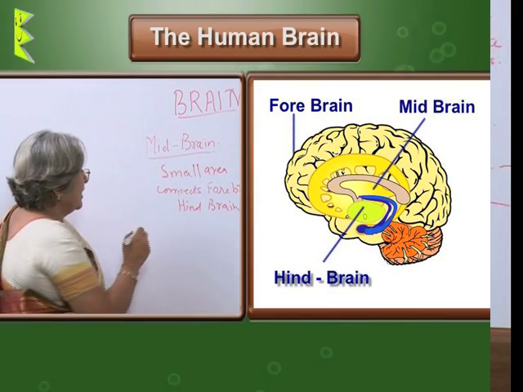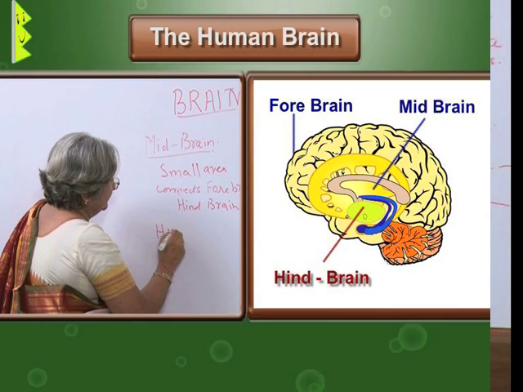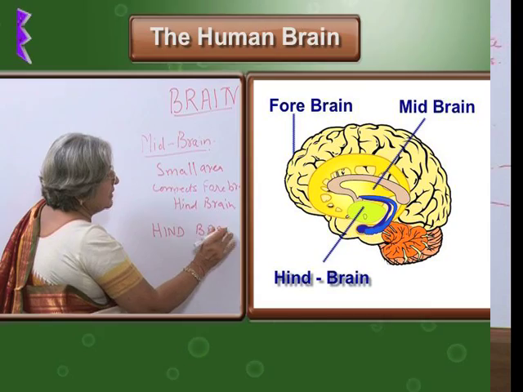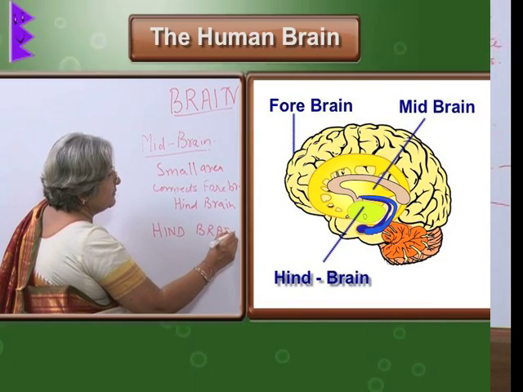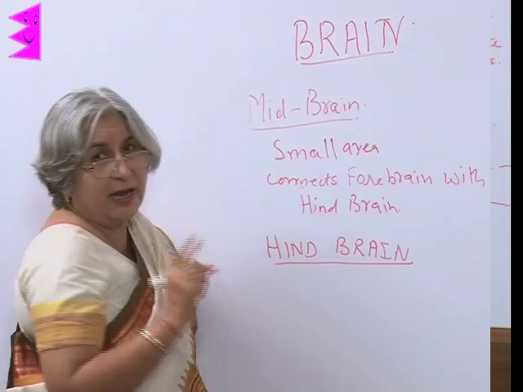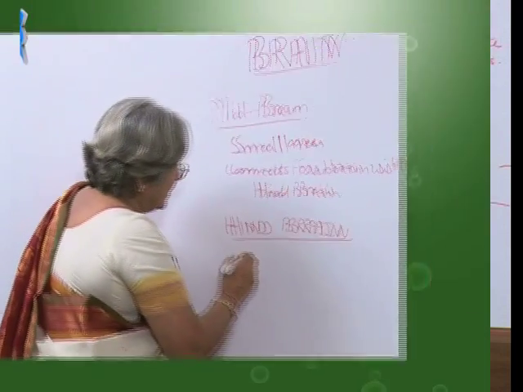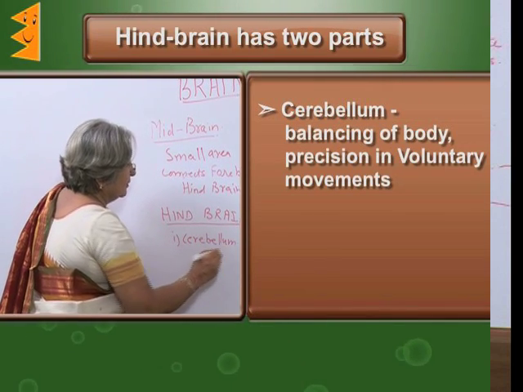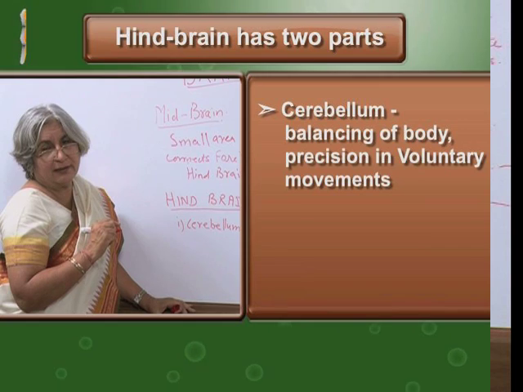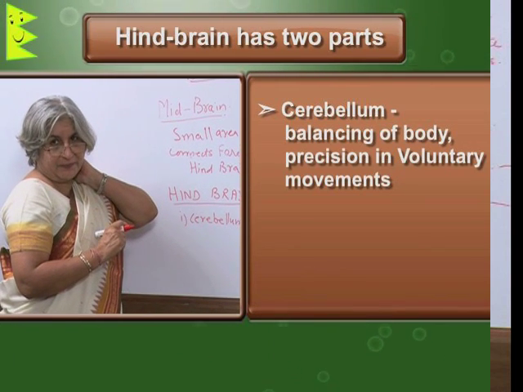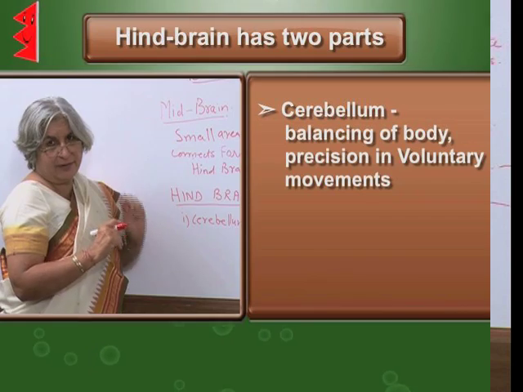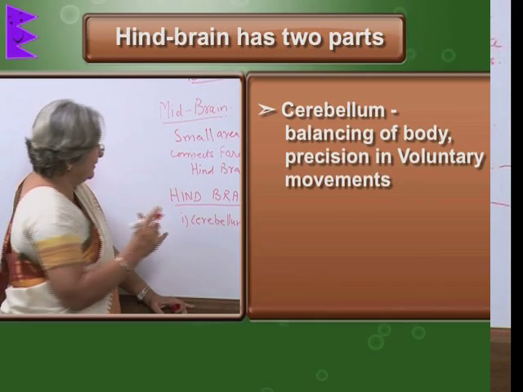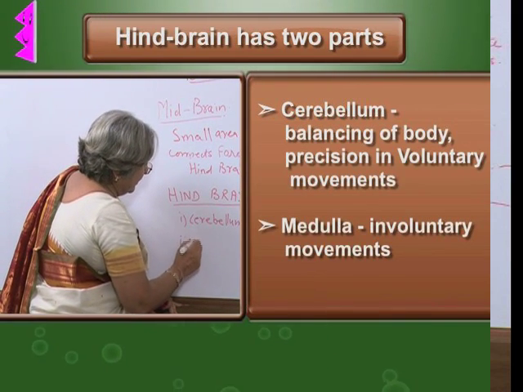The next important part is hindbrain. Hind, you understand, means something which is behind. The hindbrain also has two parts. One is cerebellum, which is also called the little brain. It is at the back, lower side and the back side of the brain. But it is very important. Actually in body everything is important. And the second part is medulla.